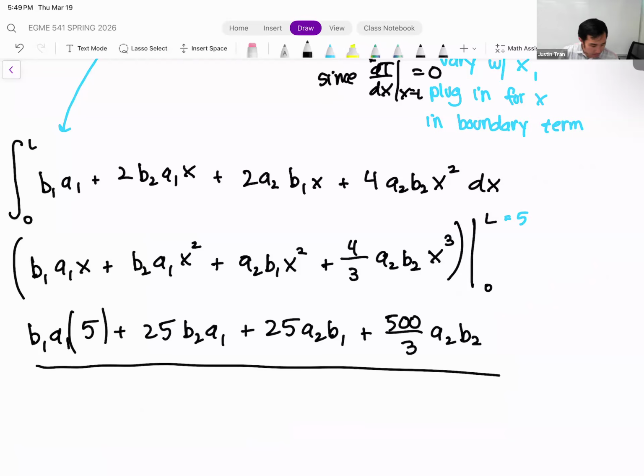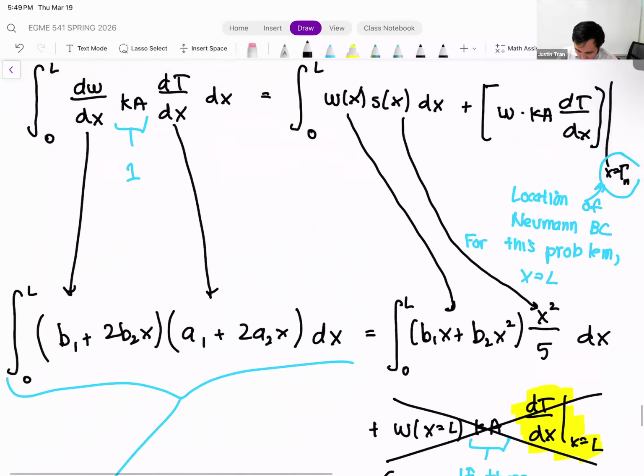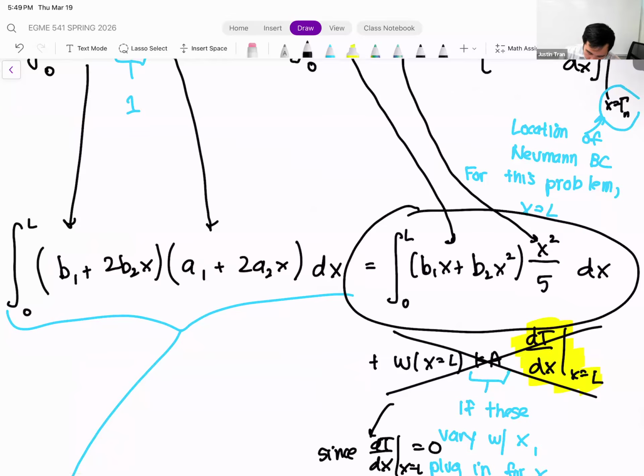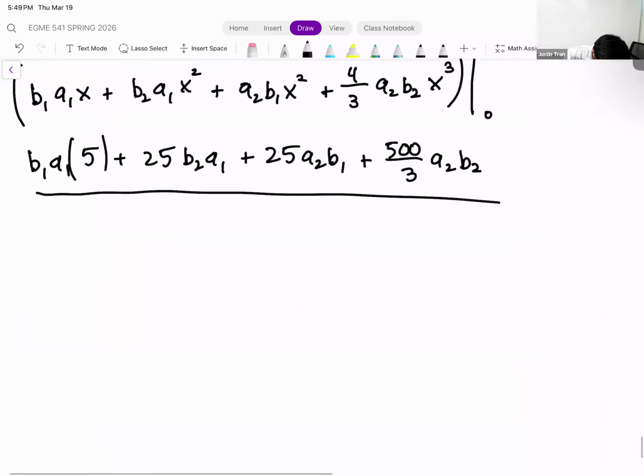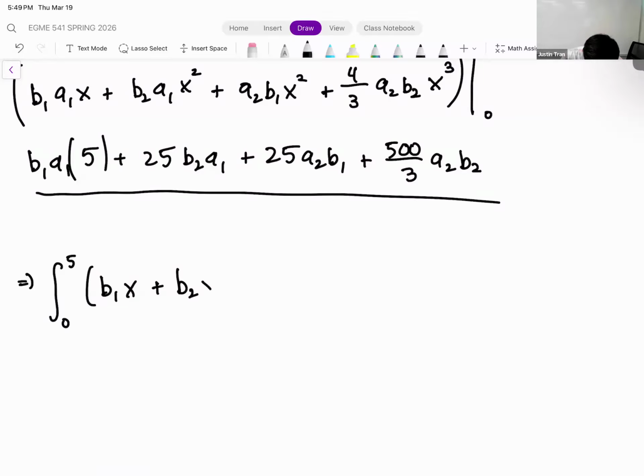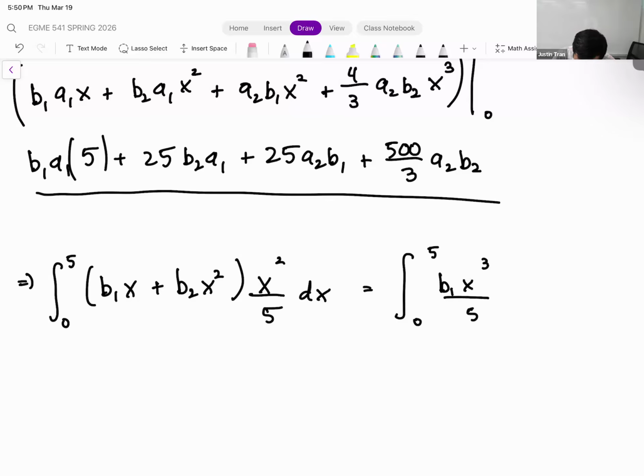Okay. All right. So let's go ahead and do the other integral now. The other integral in our expression was this guy right here. So let's do the integral from 0 to 5 of b1x plus b2x squared multiplied by x squared divided by 5 dx. Okay, so let's go ahead and distribute the x squared over 5. And so we get the integral from 0 to 5 of b1 x cubed over 5 plus b2 x to the fourth over 5 dx.